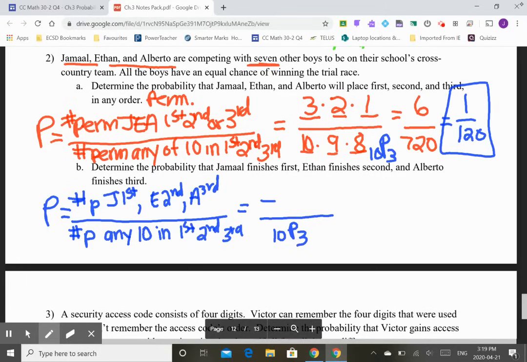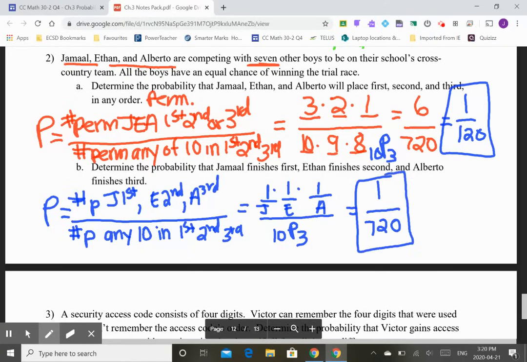Our numerator, though, we have our 3 blanks. Now, this has a specific person. In our first blank, we want Jamal. We only have 1 choice there. In our second blank, we want Ethan. There's only 1 choice there. In our third blank, we want Alberto. There's only 1 choice there. 1 times 1 times 1 is 1. 10 permute 3, still 720. And 1 out of 720 is going to be our probability there.